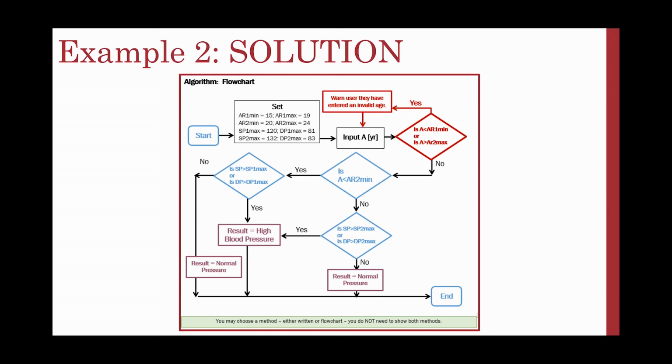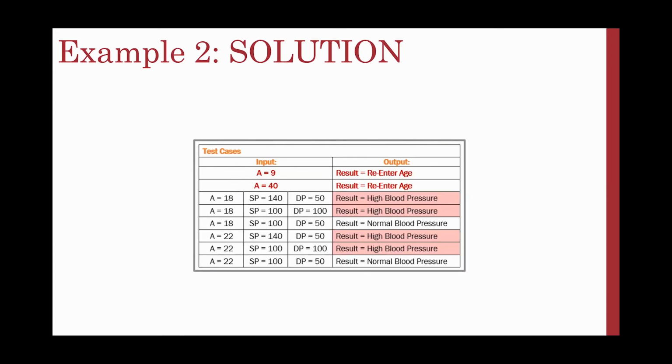So you do have to be very careful with the conditions that you write for your indefinite loops, because you could create an infinite loop that just keeps going on forever. In this case, we would also want to make sure that we test it for an age less than our limit and an age greater than our limit. So we have a test case of 9 and 40.